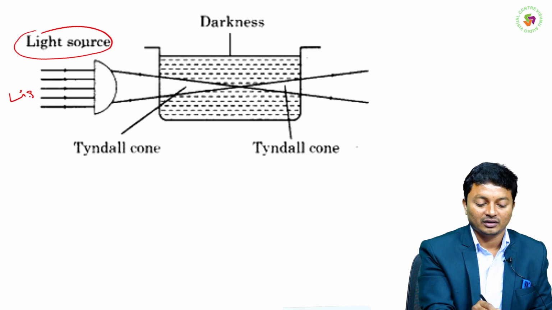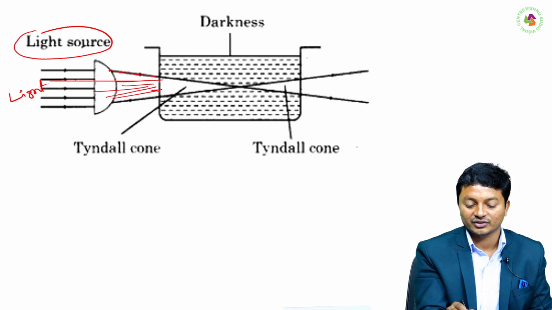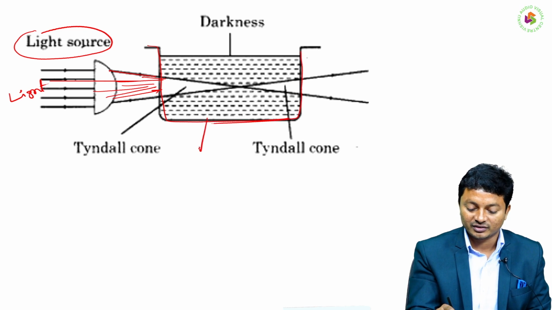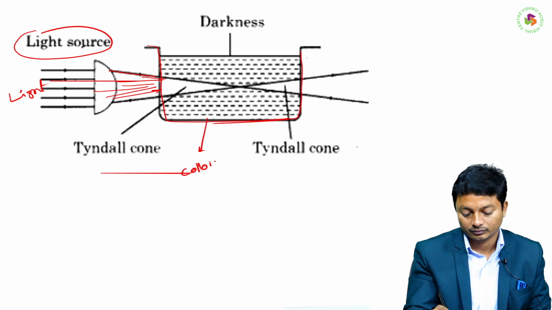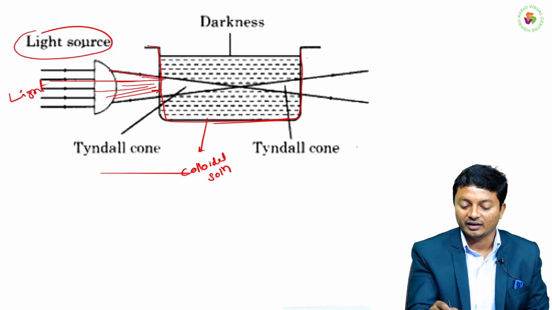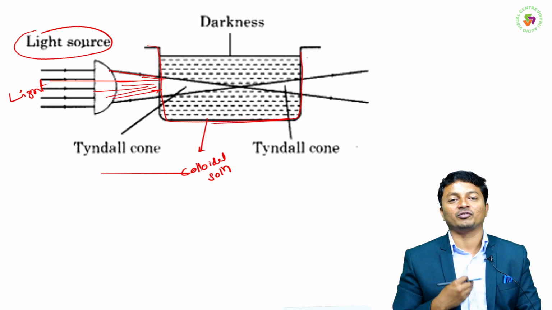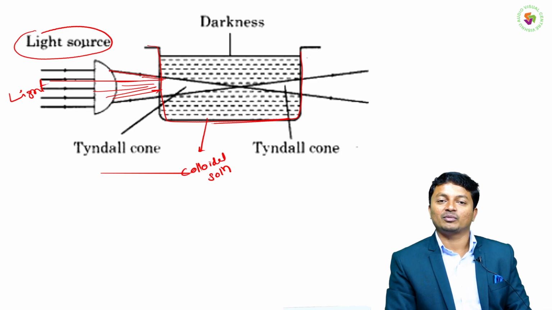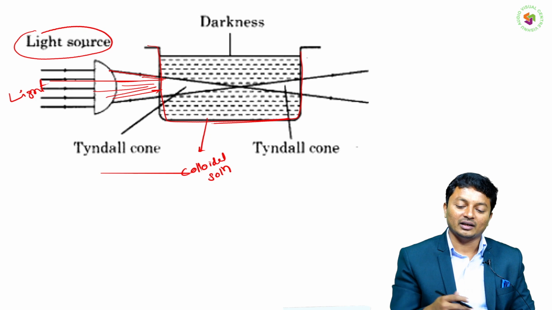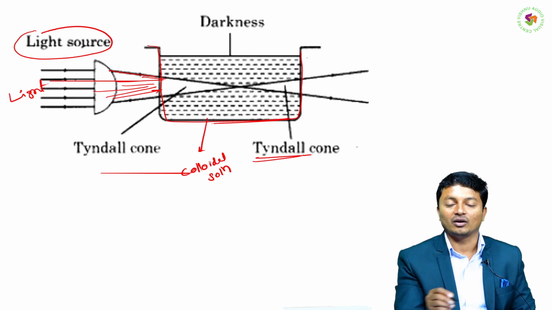So to understand in detail, here we have a light source, and we are trying to pass the light rays through this colloidal substance. This is a colloidal solution. When we pass this light, some of the particles will let the light pass through them, and some of the particles will not receive the light; they will scatter it. So the scattering takes place, and that scattering phenomenon is known as Tyndall's effect.